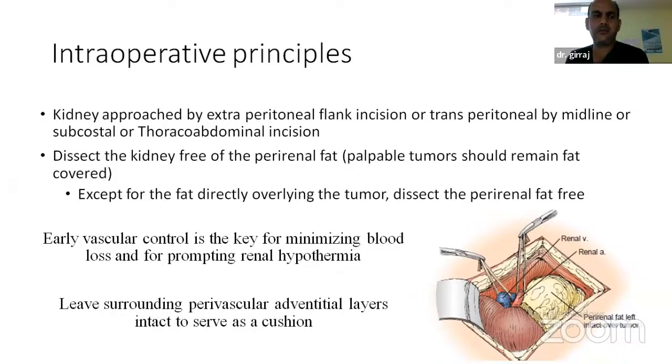A palpable tumor should remain covered with fat. In partial nephrectomy, the fat on the tumor is not dissected, and the fat present on the renal parenchyma around the tumor is dissected. Early vascular control is the key for minimizing blood loss and for promoting renal hypothermia. Leave the surrounding perivascular adventitial layer intact to serve as a cushion.